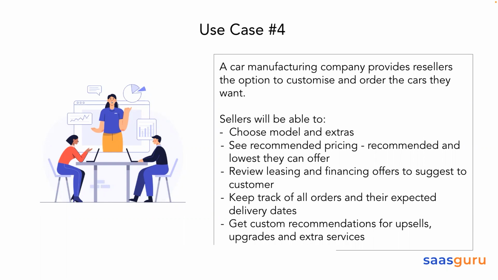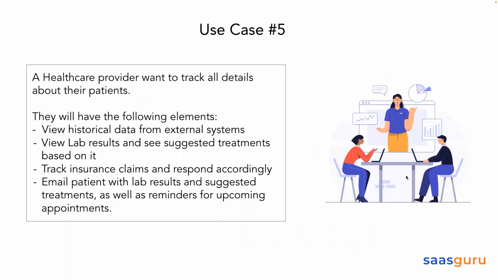You can review the leasing and financing offers to suggest to the customer based on your region, the companies, the banks that they work with. Keep track of all the orders and the expected delivery dates, and get custom recommendations for upsell, upgrades, and extra services to offer to the customer. They're through the door and they're willing to pay, right? So you can see this is a very powerful thing. And finally, final use case, take a screenshot of that one too.